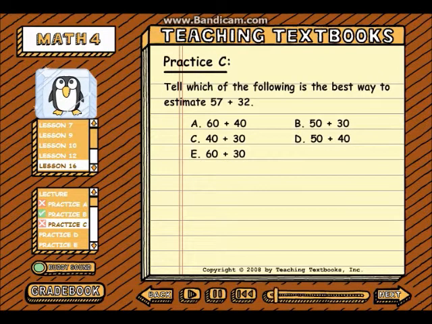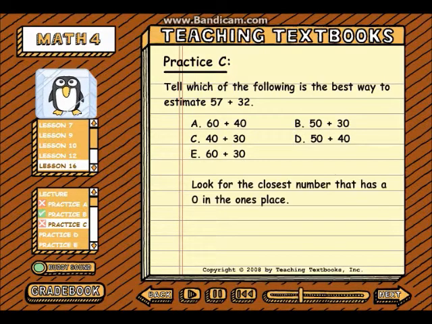We need to tell which of these calculations is the best way to estimate 57 plus 32. Remember, an estimate is an answer that is close, but not exact. What we're going to do first is round 57 to the nearest 10. That means we're looking for the closest number to 57 that has a 0 in the ones place. The closest number to 57 with a 0 on the end is the number 60. See, 60 is really close to 57, and it ends in 0.